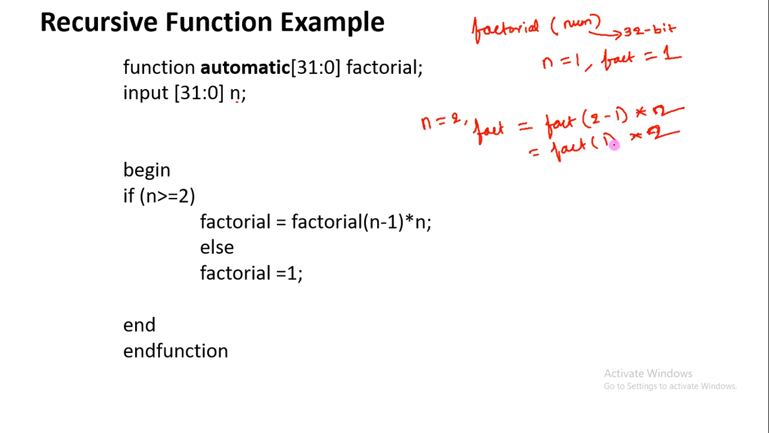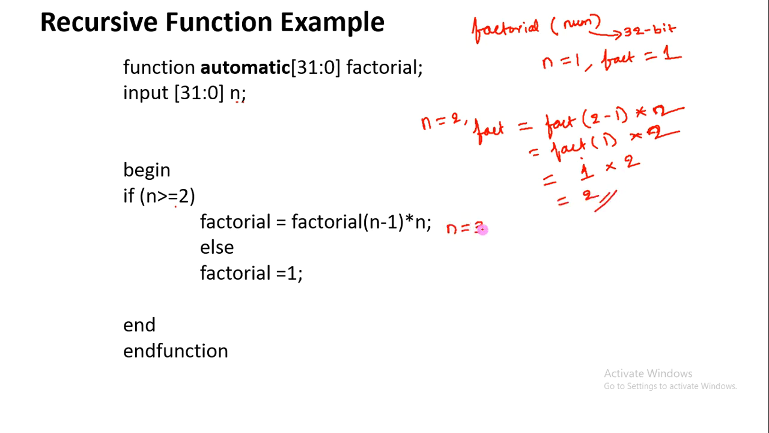Factorial of 1 means what? It is like calling factorial of 1, which means you are calling the same function. That's why it is called a recursive function. What is the input argument? The input argument is 1 now, so n is mapped with 1. It will come over here. 1 means it will execute the else part. Factorial is returned as 1. So this recursive function will return 1. This will return the value 1 into 2, which is equal to 2.